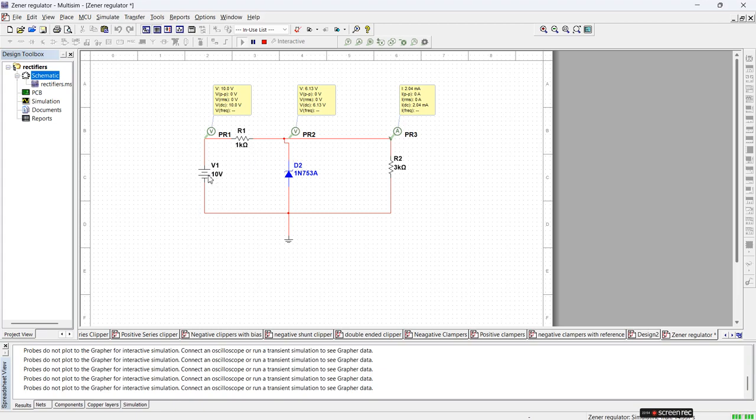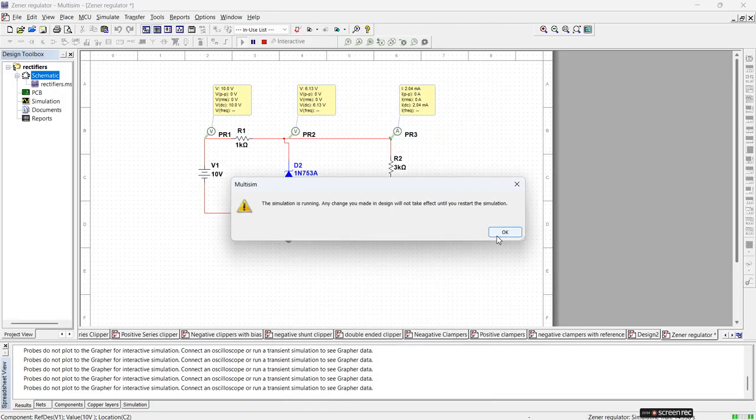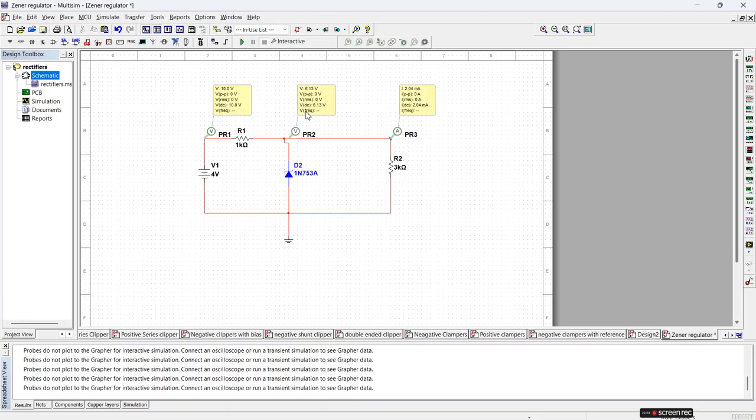And what happens if the voltage is at a lower level? If I go to 4 volt, I just stop this, set 4 volt, then run this one. See, what is the output voltage? 3 volt, because the 4 volt is divided across 3 kilo ohm and 1 kilo ohm, and applying the voltage divider, we got a voltage level of 3 volt.